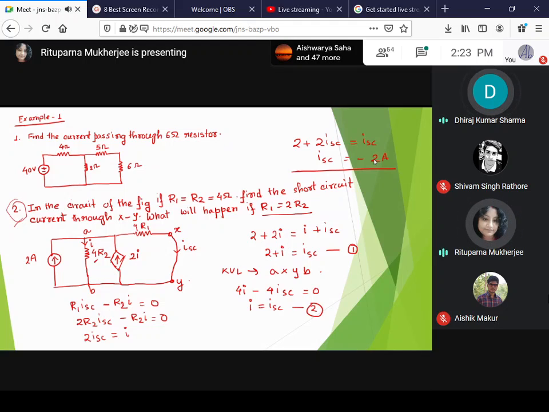Ma'am, why could we not solve using equation number 2? Equation number 2 and equation number 1, in the first case, both conditions cannot be satisfied. If 2 plus I equals ISC, then I cannot be equal to ISC, right? Yes. So this solution is undefined. This one is for condition 1. And this one is for condition 2.